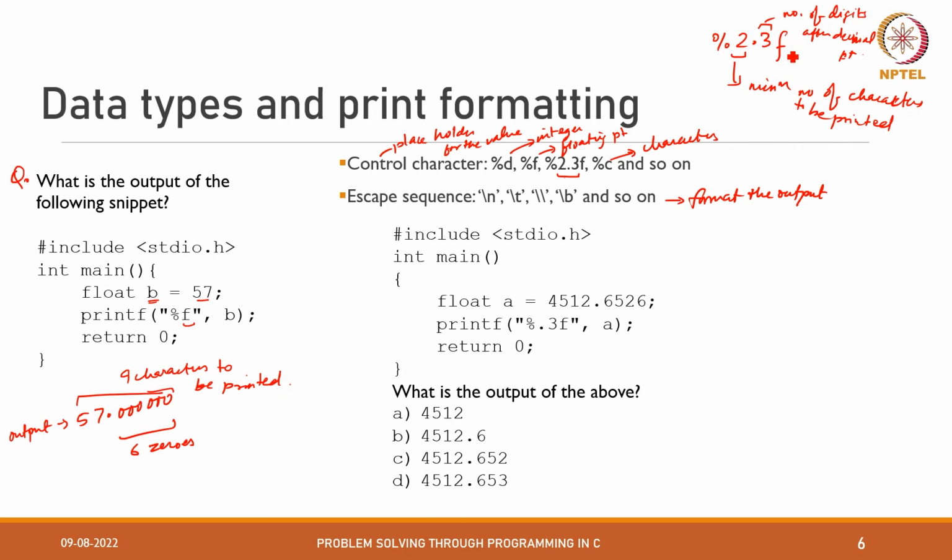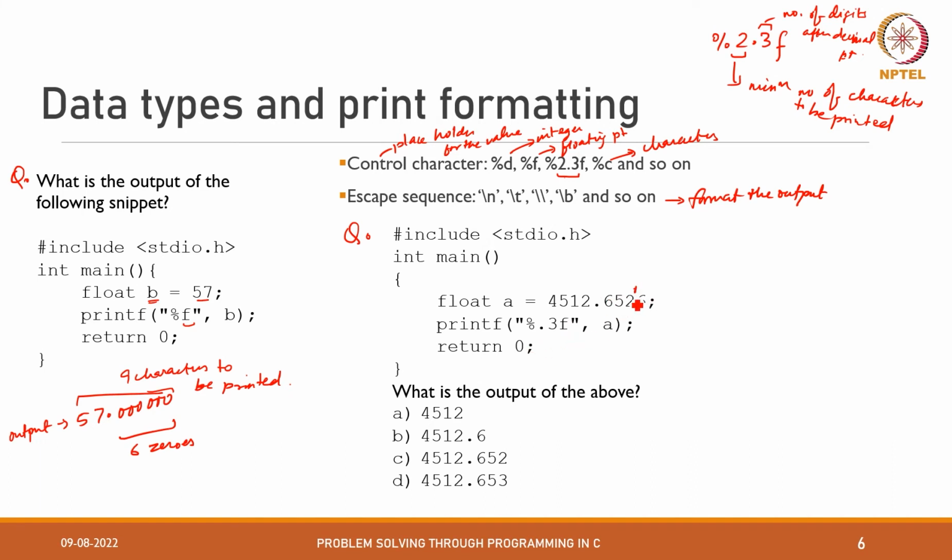So this is what it exactly means. Let's visit this example and see how it works. You have a float variable a, which is initialized to 4512.6526, and you print %0.3f. In that case, what exactly will be printed? The first part is not mentioned, so there is no minimum number of characters criteria here. The second part is 3, so up to 3 digits after the decimal, somewhere around here it should stop.